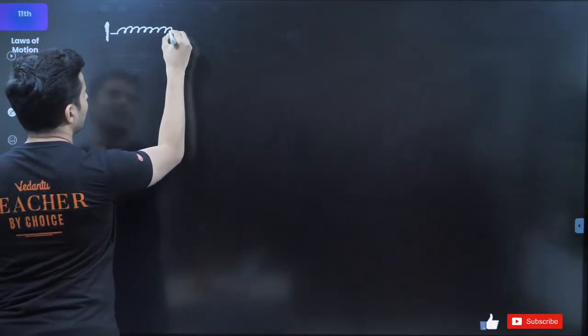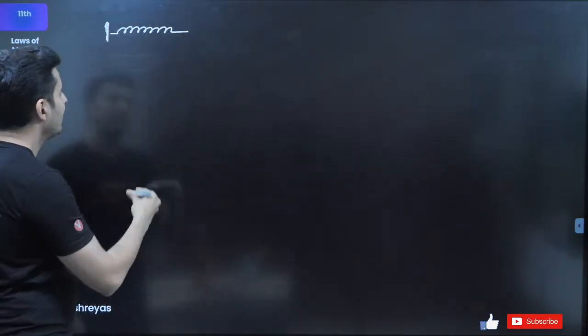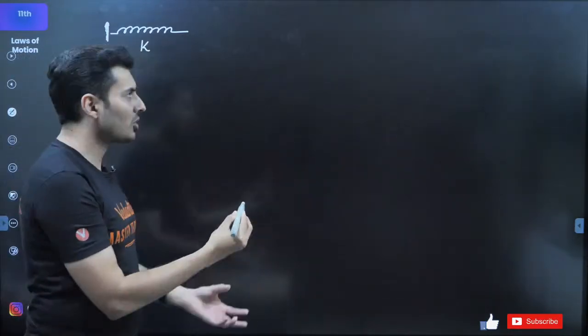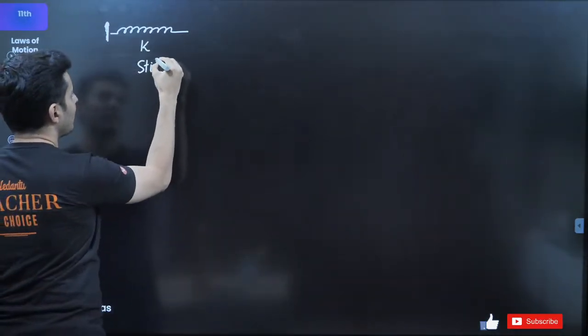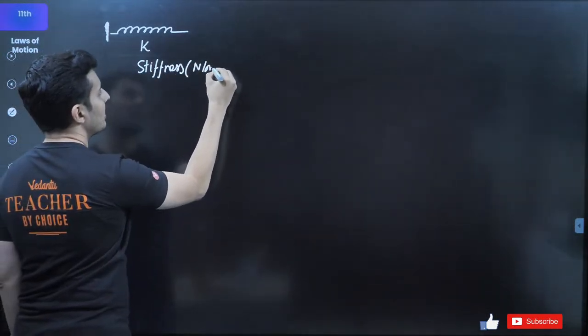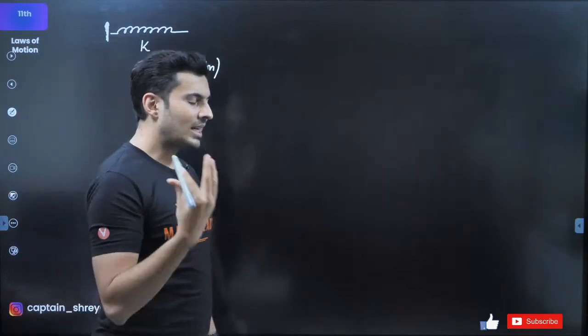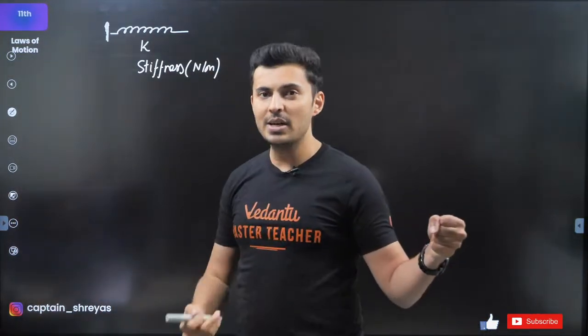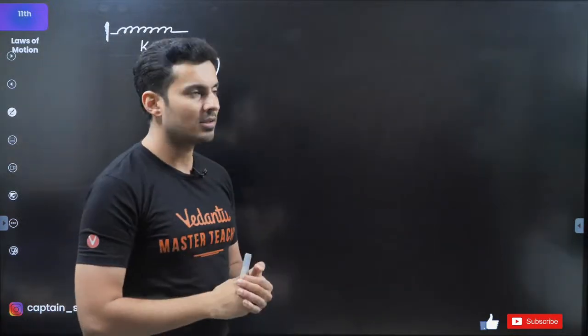Imagine I have a spring like this, okay? It has some constant K. K is the spring constant. It is also called the stiffness of the spring. It is expressed in newtons per meter. It basically tells you how many newtons of force you need to apply per meter for stretching or compressing the spring.